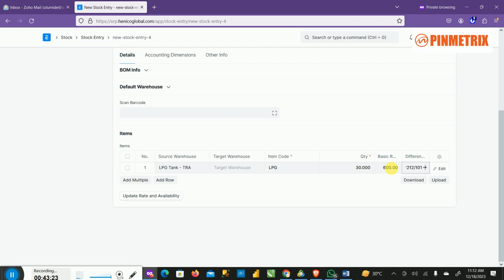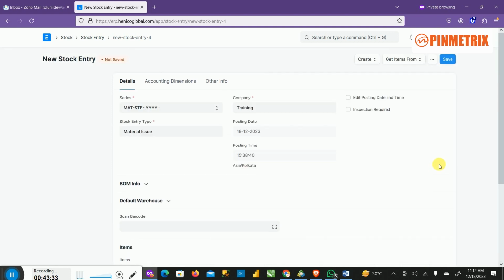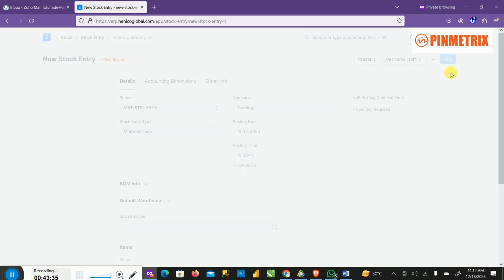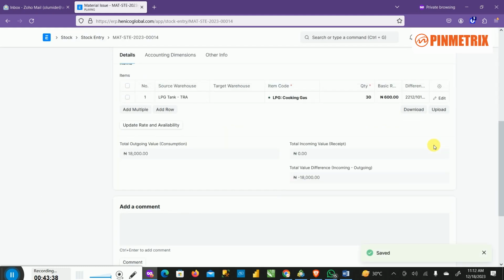So who bears the loss? So in this situation, let's assume I'm putting 550. The system will still change it back. Understand? So let's say save this guy. You can see the system will definitely return it back to 600, because when products are supposed to be issued out, the system determines the price at which it will be issued out based on the inventory costing method. So it's going to utilize that.